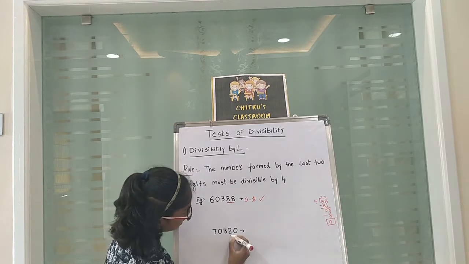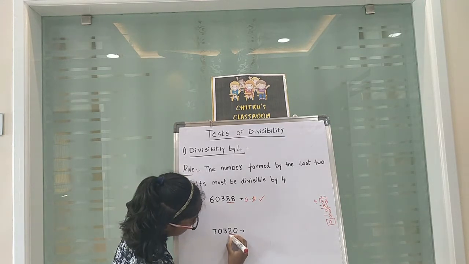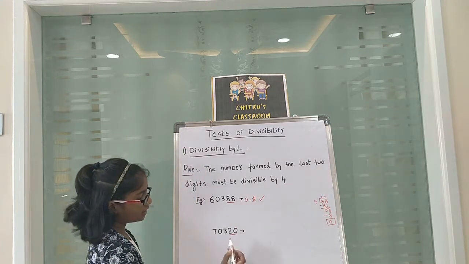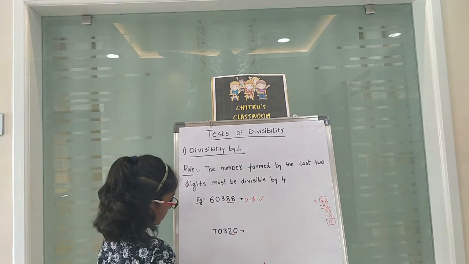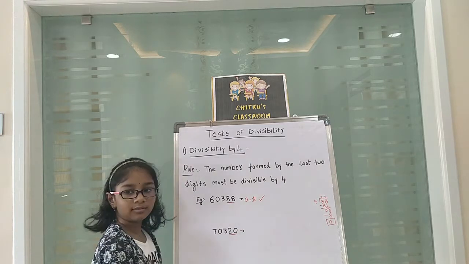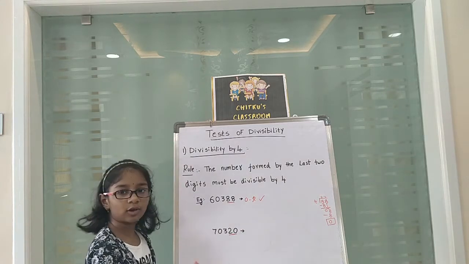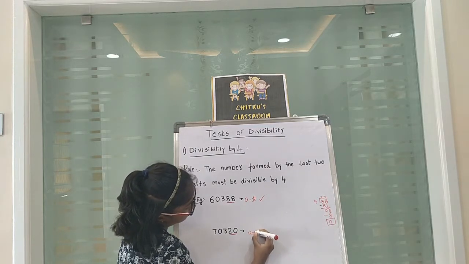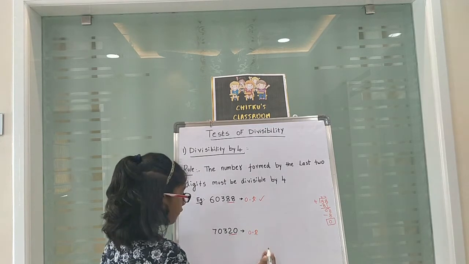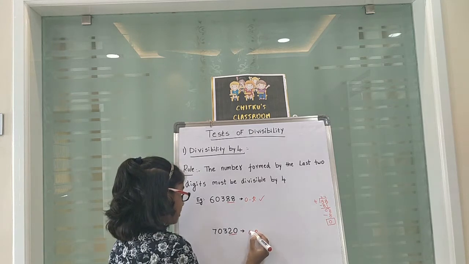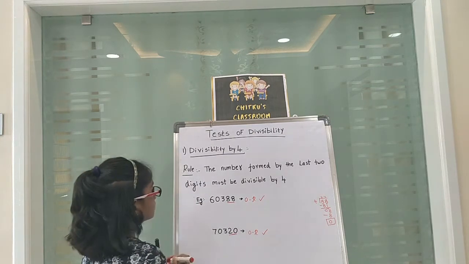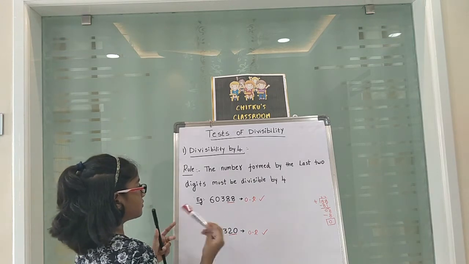Next, this number. The last 2 digits are 20. Okay. So let's see if 20 is divisible by 4. Everyone knows that 5 times 4 is 20. So that means the remainder is always 0 because it's possible, right? So 0 is the remainder. If the remainder is 0, then it is divisible by 4. Okay. So that's how we recognize if it's divisible by 4.